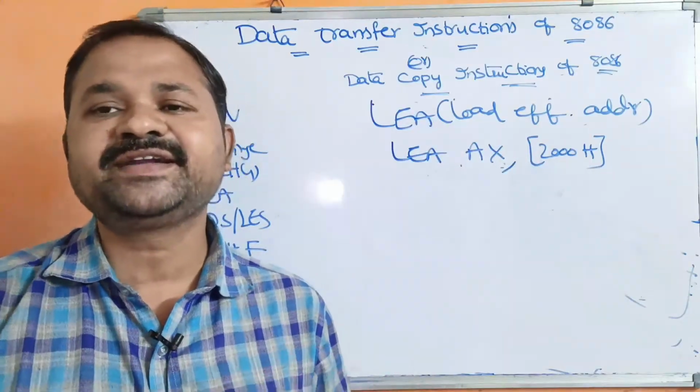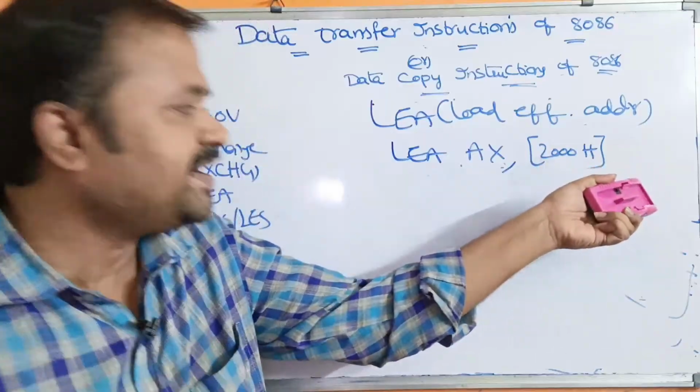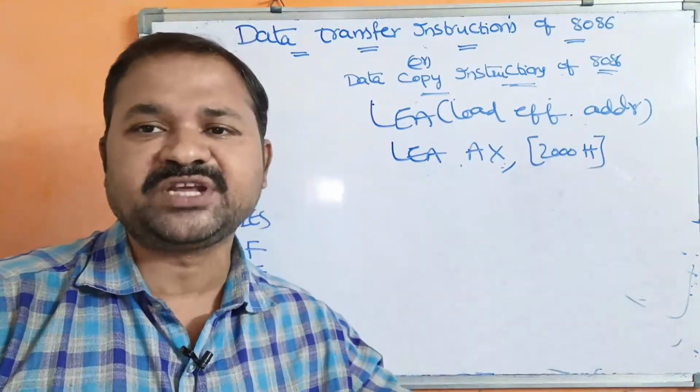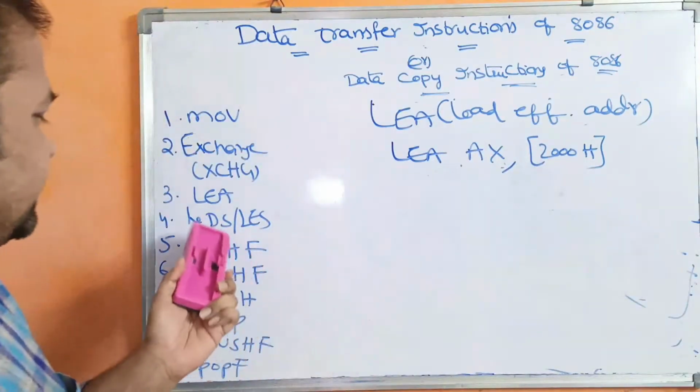Now AX content is 1, 2, 3, 4. Load effective address of the operand into the memory location. Let 2000 contain 1, 2, 3, 4. So that 1, 2, 3, 4 will be loaded into EX. Let us see the next two.